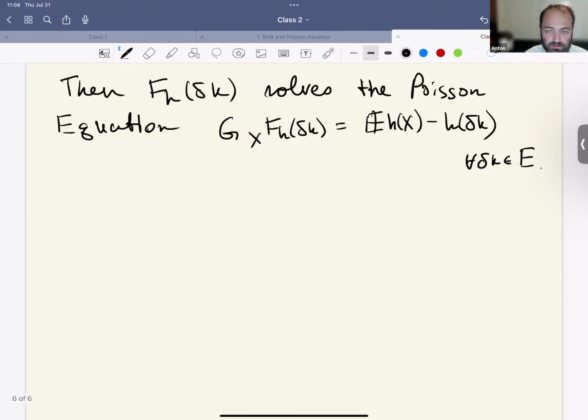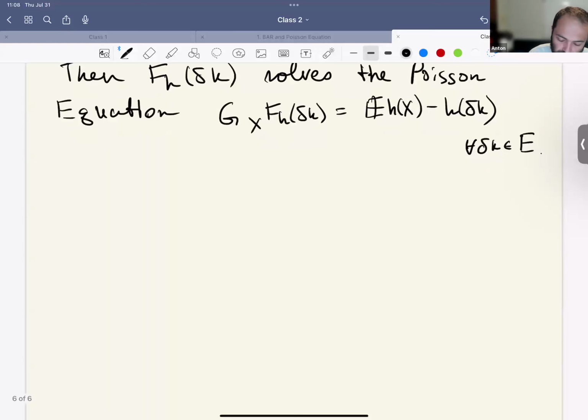Number two, before I start to prove this, especially for the people that have never seen the Poisson equation, you may be wondering, like, what do I do with this? Why is this even useful? So let me right away tell you why this is useful.